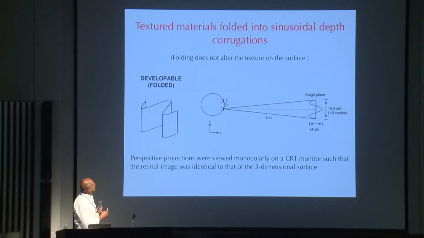And we first began by taking these textures and folding them in this sinusoidal way, either with a convexity towards you or a concavity away from you in the center. And the nice thing about folding is that whatever is on the surface of the texture doesn't get changed. So it's always constant. And we projected them onto a monitor in a way that the image formed on your retina was exactly the same as if the actual object had been folded around the monitor.